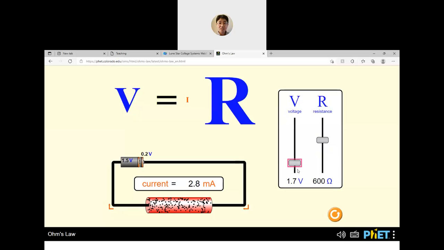Then you can use the arrow, down arrow, upside and downside arrow. Then you can find 1.5. In that case, you can see current is 2.5 milliampere. We can come back to the data table. 2.5 milliampere.